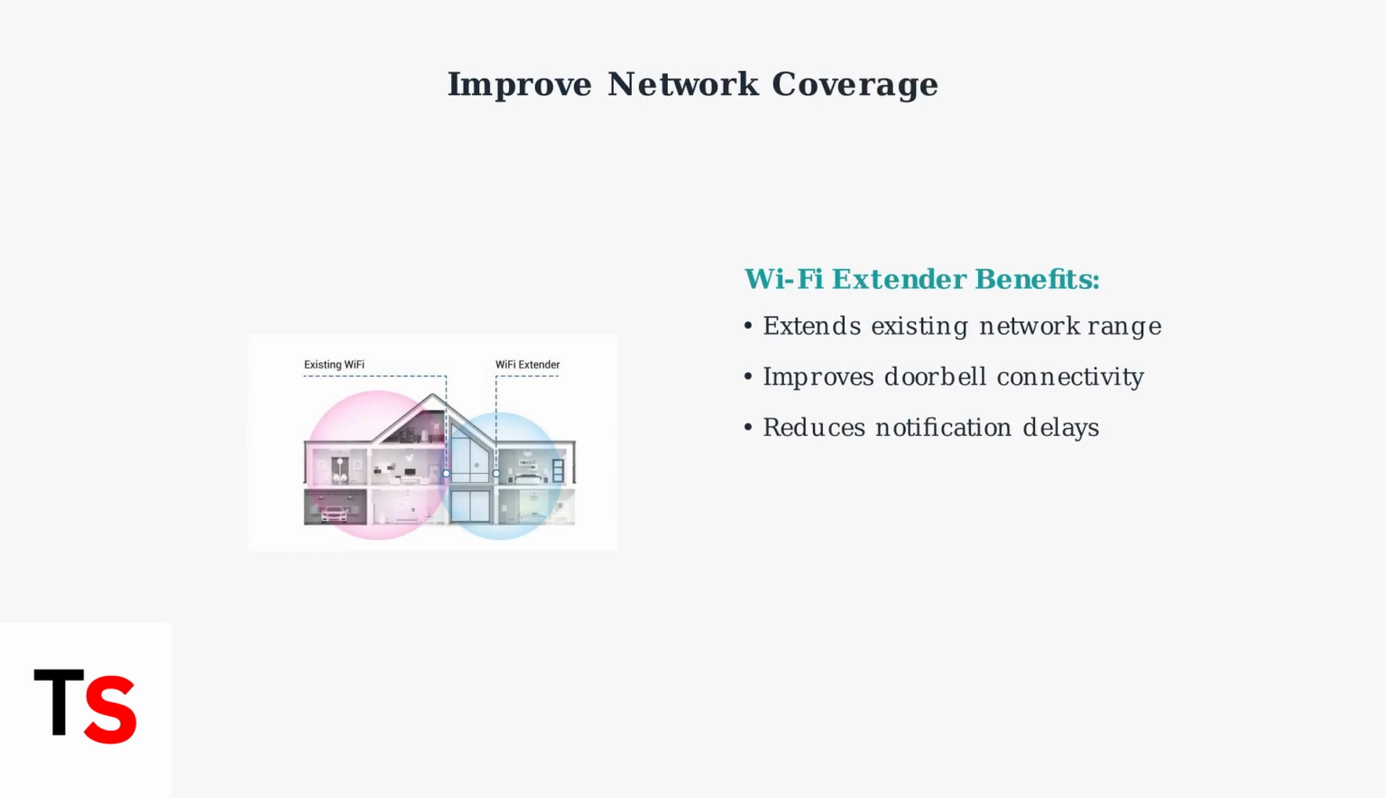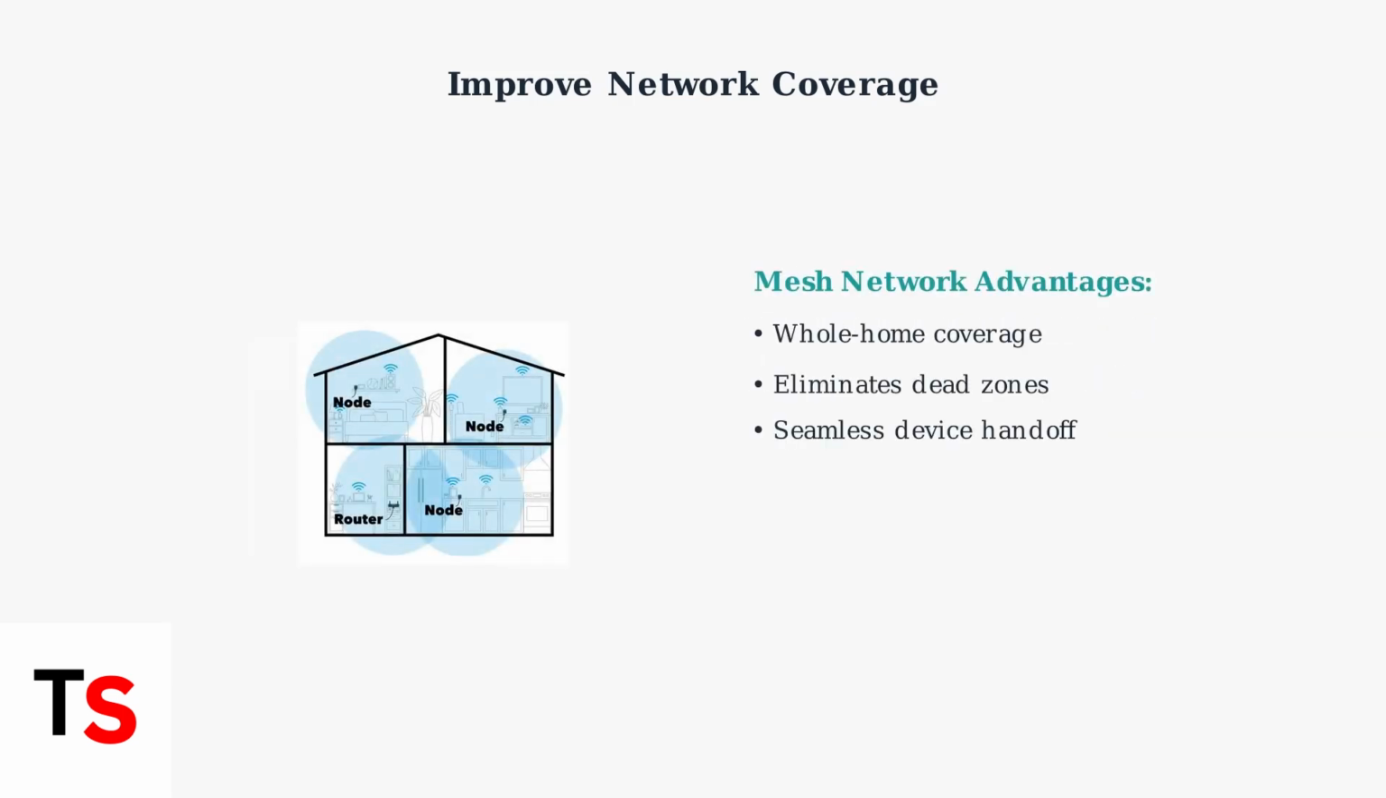Network connectivity issues often cause notification delays. Consider upgrading your Wi-Fi setup with an extender to boost signal strength in areas where your Ring doorbell is located. For even better coverage, mesh networks provide seamless connectivity throughout your entire home. Multiple nodes work together to eliminate dead zones and ensure consistent performance.